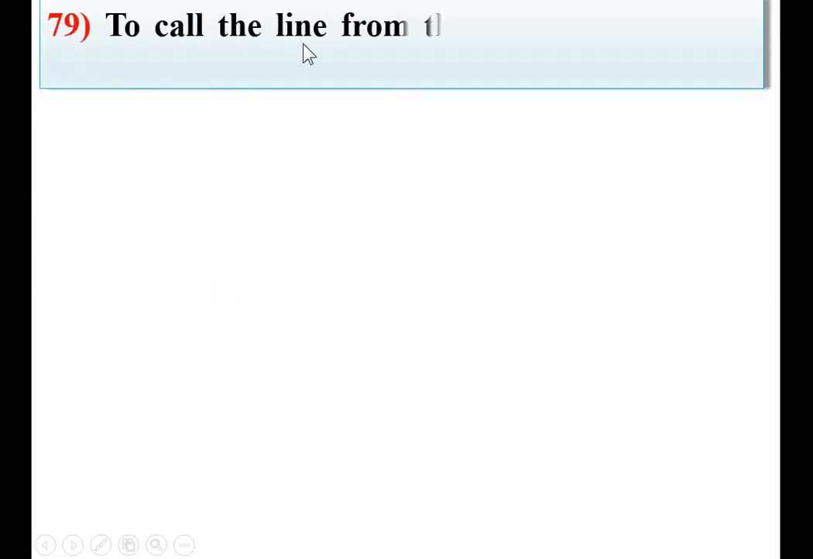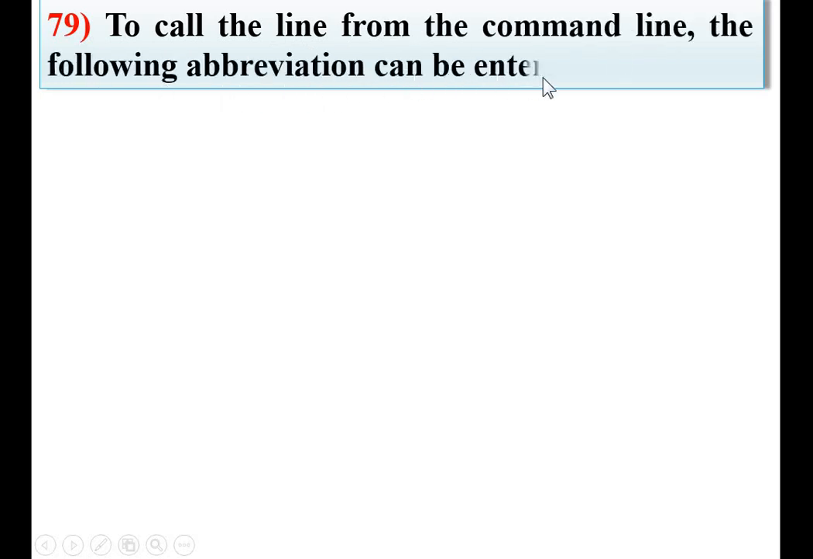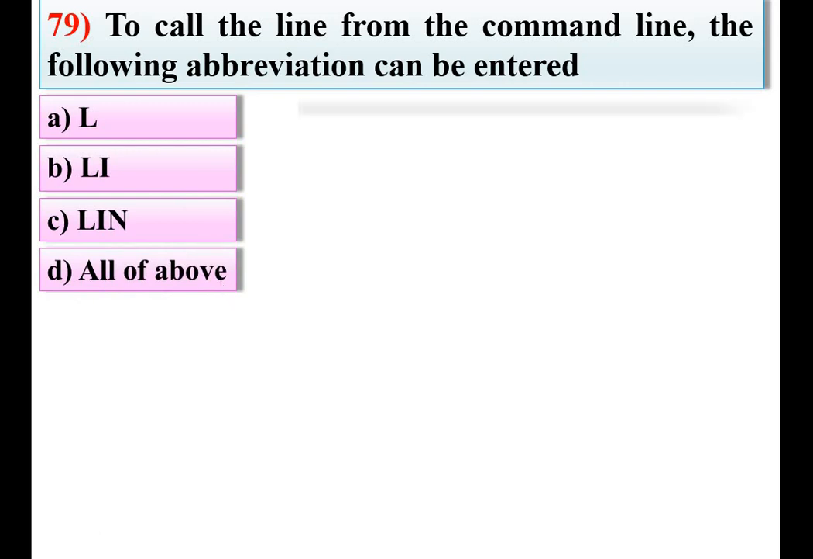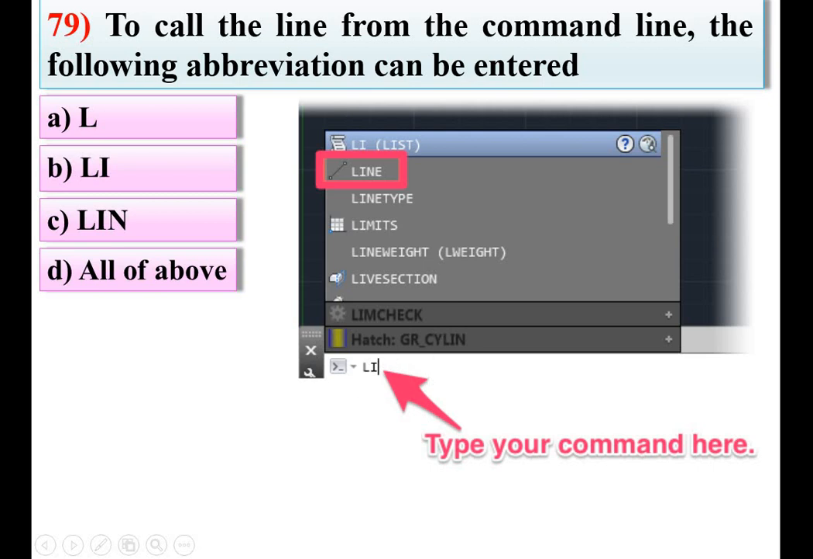Next, to call the line from the command line, the following abbreviation can be entered. Options: L, LI, LIN, all of the above. So I am going to show you one image. This is actually the command prompt, or you can say the command line toolbar. And if I type L over here, then your line command will automatically be executed. So for the line command, the short form is L. So A is the right answer.